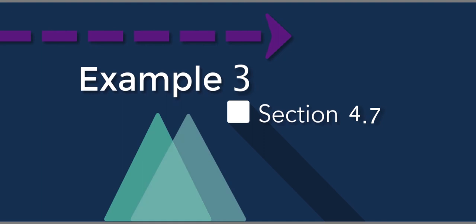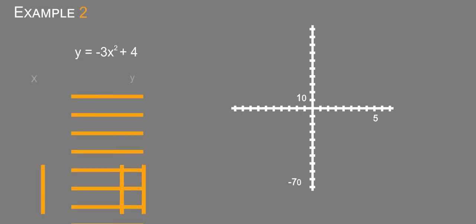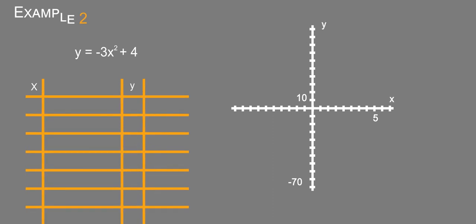With example 2, we're asked to graph the quadratic function negative 3x squared plus 4. I went ahead and set up a table. You want to have the input x, the actual equation form of the function, negative 3x squared plus 4, the resulting y value, and then the xy coordinate that will be graphed before we connect the dots to make the curve that is the quadratic function.